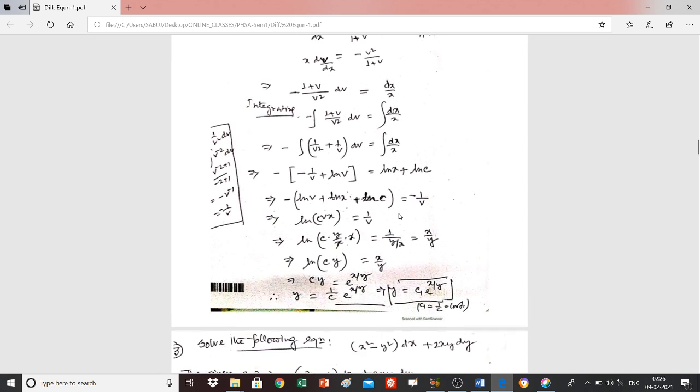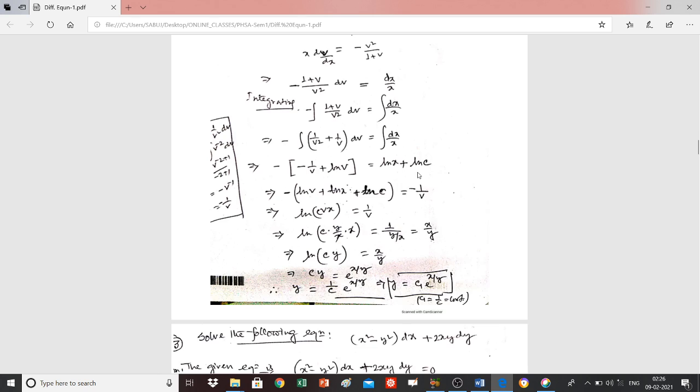Now this term can be written as 1 by v square plus 1 by v. Just calculate this, it will give you this result. And now you have to integrate. This will give you minus 1 by v, you know the integration of 1 by v square. And this is log v. And that will give you log x plus log c. This is the integrating constant.